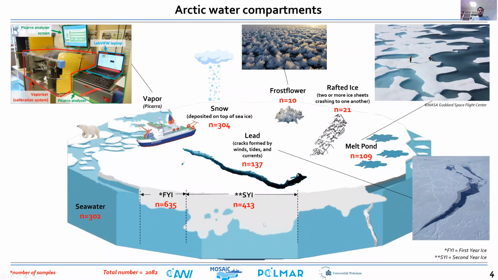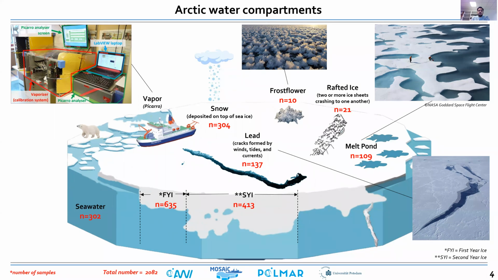Let's start with snow. In this illustration, I will go through all of these. Let's start with snow, which is deposited on top of the sea ice, and those were the samples that our colleagues collected. We have also some frost flower samples, which are basically just crystals of ice that form when water vapor becomes solid by bypassing the liquid phase and deposits on the young sea ice surface.